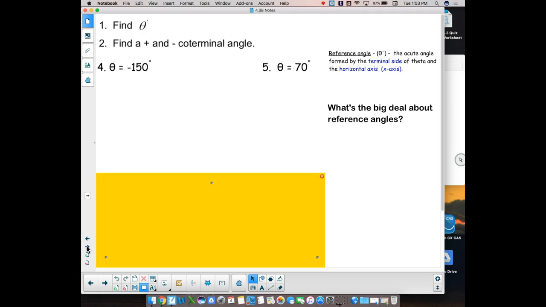Okay? All right? So, what I would like to do on this slide now is I would like to find us a reference angle, and also a positive and negative coterminal angle with the theta that is given.